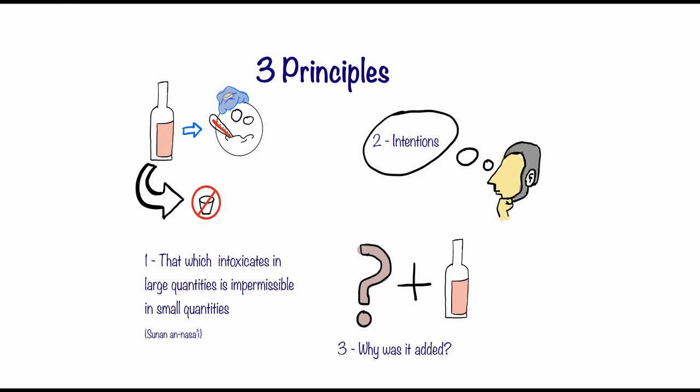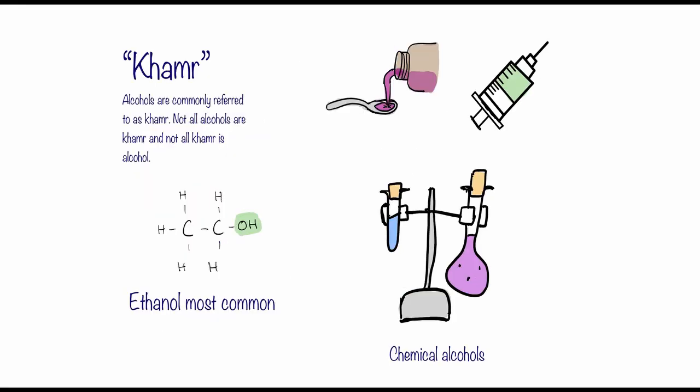The three principles are: number 1, that which intoxicates in large quantities, or what a person can reasonably consume in a reasonable time frame, is haram or impermissible in small quantities. Principle 2, actions are judged by their intentions. Number 3, why was this ingredient added? There is some uncertainty as to which ones are permissible and which aren't.